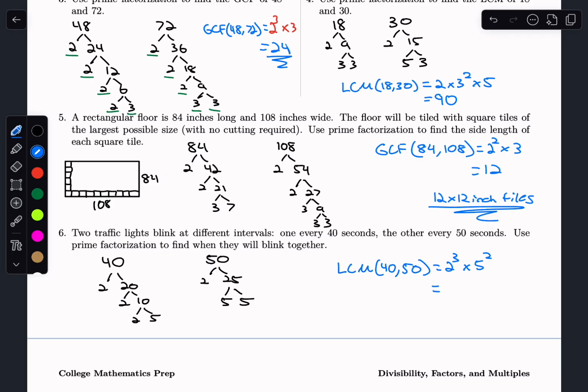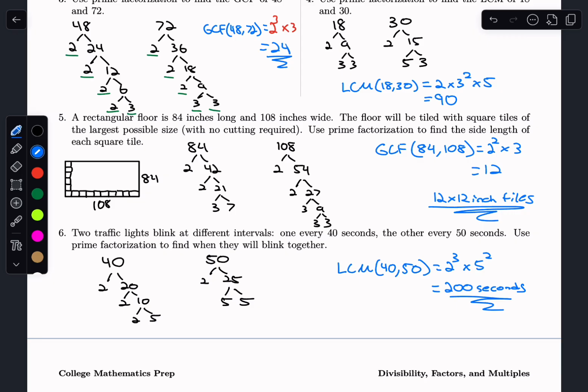If we multiply this out, 2 cubed is 8, 5 squared is 25, and 8 times 25 gives me 200, and we are talking about a number of seconds here. So after 200 seconds, both of these traffic lights will be blinking at the exact same time.